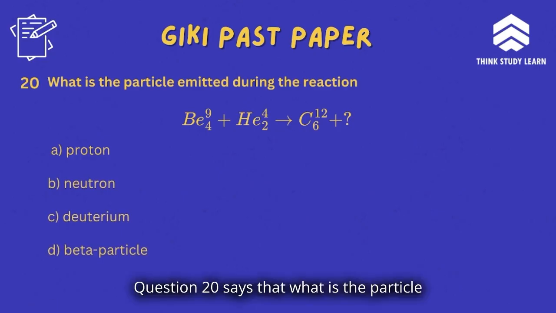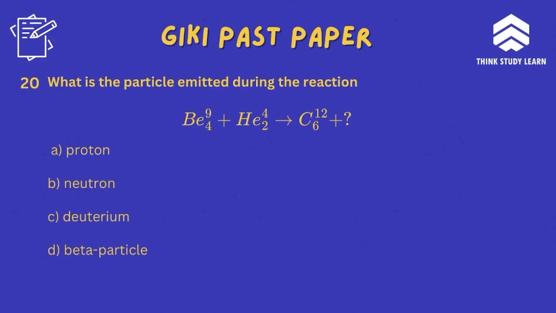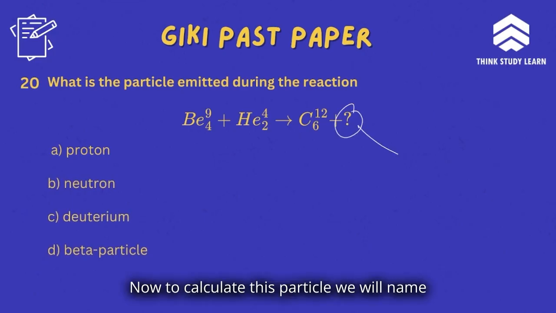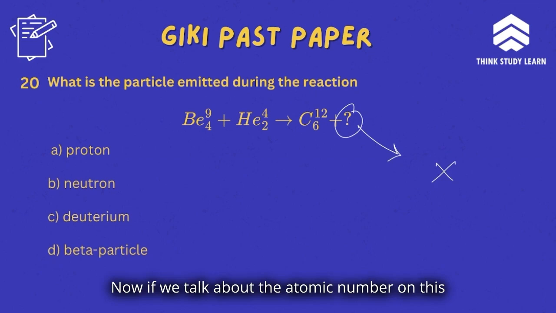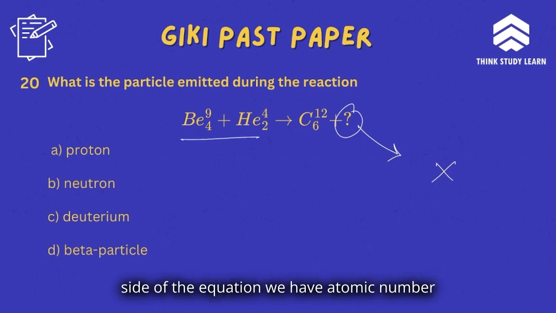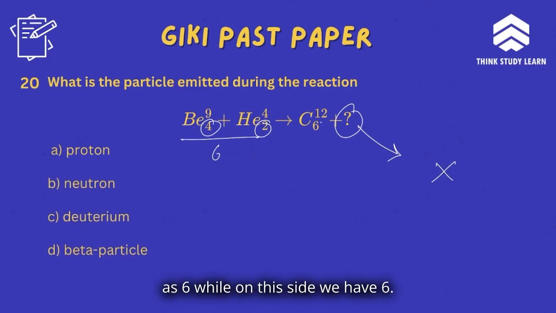Question 20 says that what is the particle emitted during the reaction? Now to calculate this particle, we will name it as particle X. Now if we talk about the atomic number, on this side of the equation we have atomic number as 6, while on this side we have 6. So our new particle has atomic number 0.